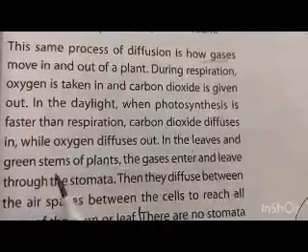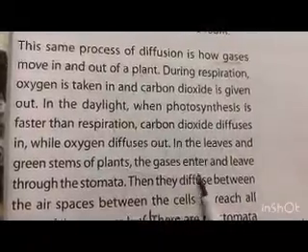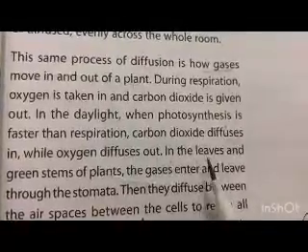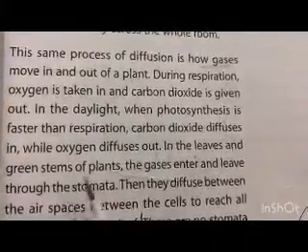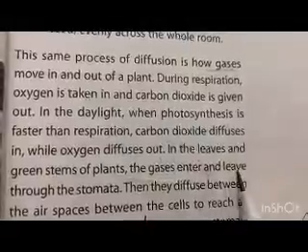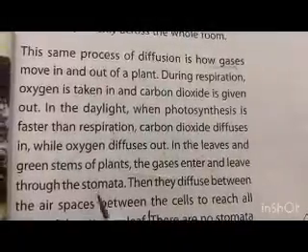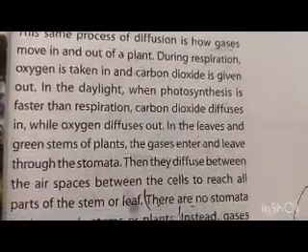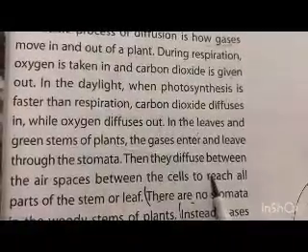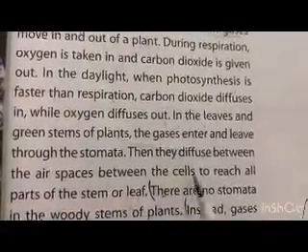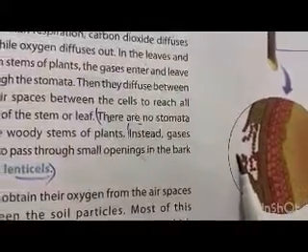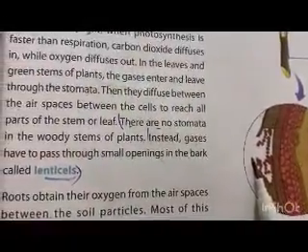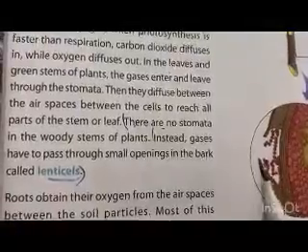Similarly, in the leaves and the green stem of the plants, gases will enter and leave through the stomata. Then they diffuse through the air spaces between the cells to reach all parts of the stems, as I have told earlier, and the diagram shows you the lenticels, which are the small openings in the bark.